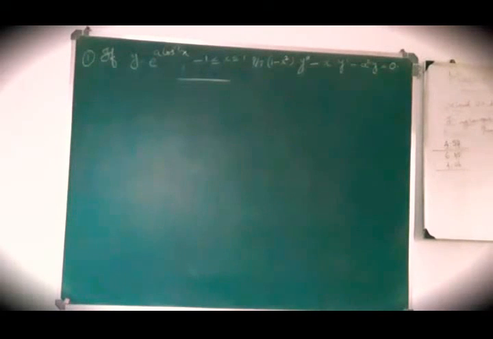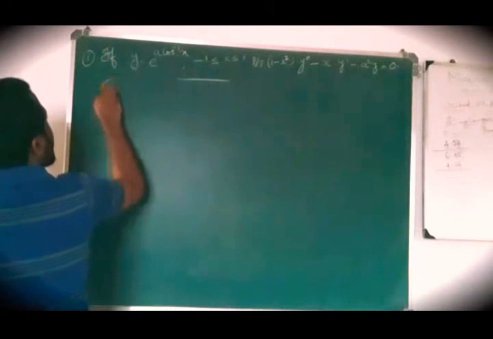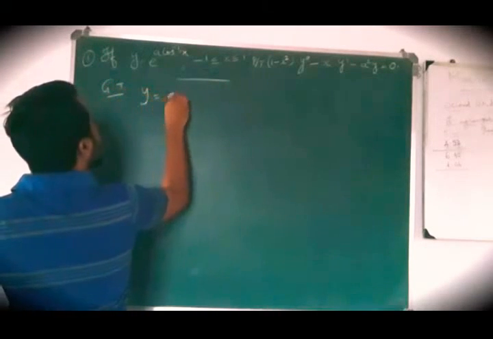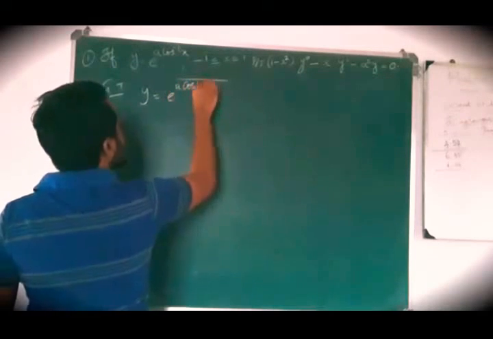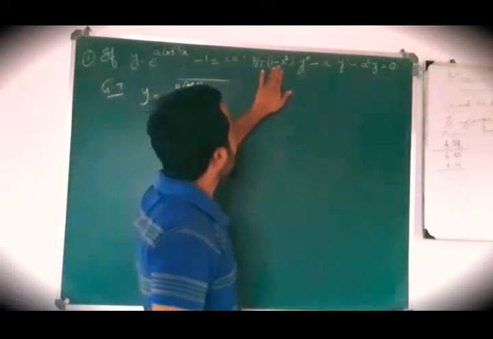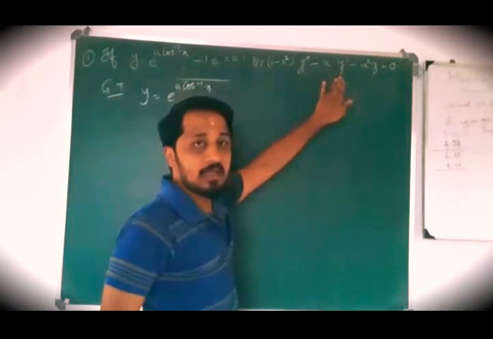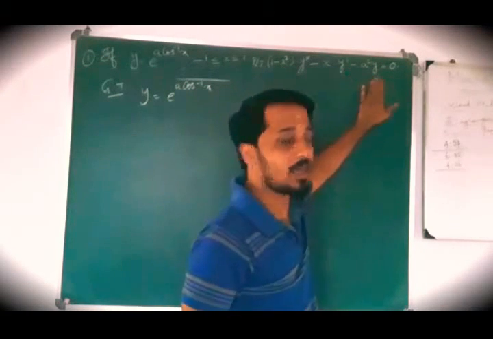So this is the first question we are going to discuss. If y is equal to e power a cos inverse x, minus 1 less than or equal to x less than or equal to 1, prove that (1 minus x square) y double dash minus x into y dash minus a square y is equal to 0. Let us discuss. Given that y is equal to e power a cos inverse x, we have to prove that (1 minus x square) into y double dash minus x into y dash minus a square y is equal to 0.